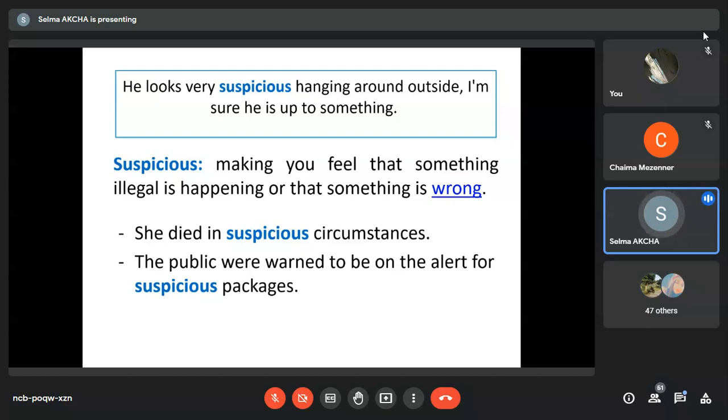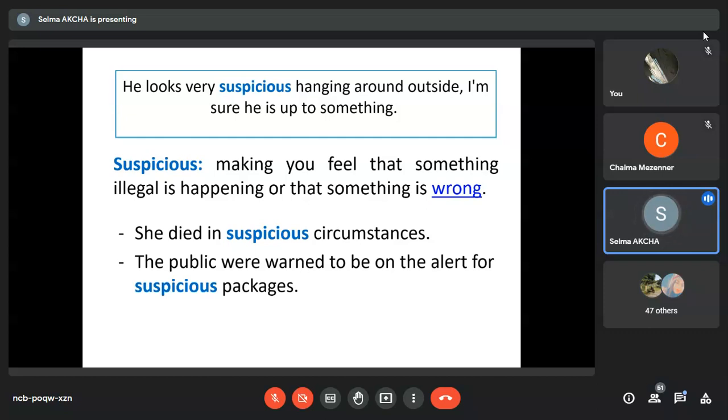We say that something is wrong. For example, when you see that a person is unfair, quand quelqu'un est injuste, par exemple, un enseignant avec son étudiant, when a teacher is unfair, you say this is wrong, c'est mauvais, c'est injuste, c'est pas bien. Something is wrong. Okay? This is something suspicious. It can be illegal or it can be wrong.